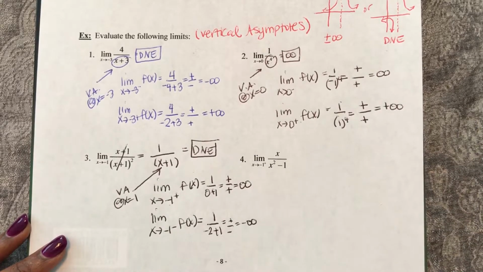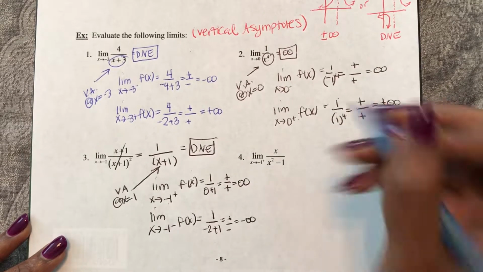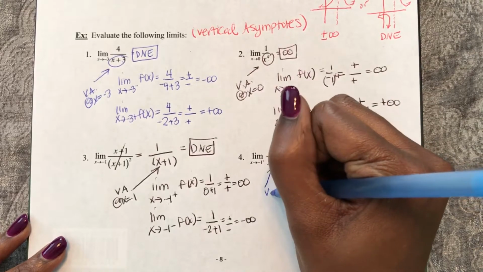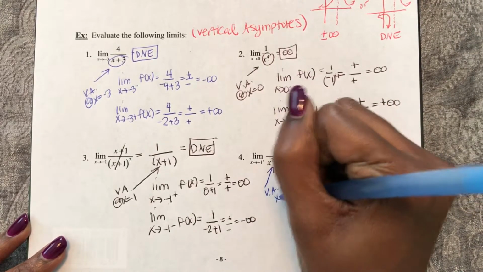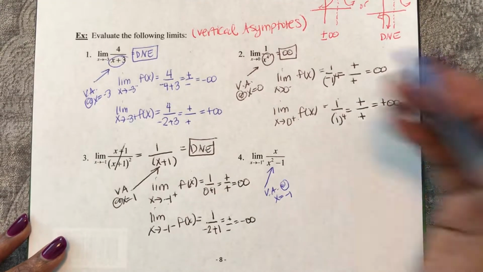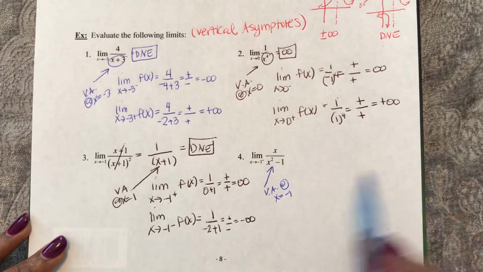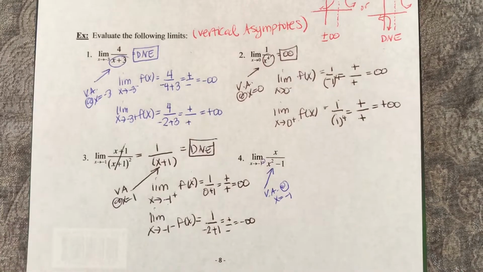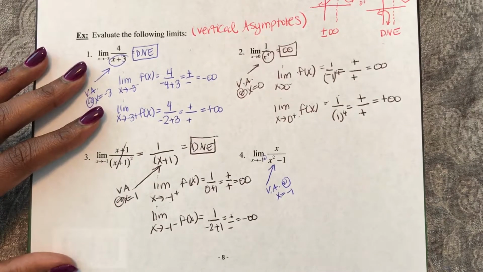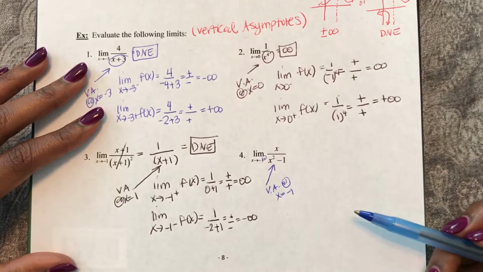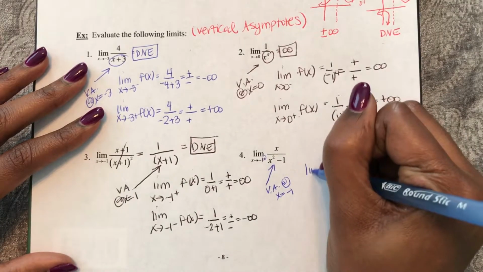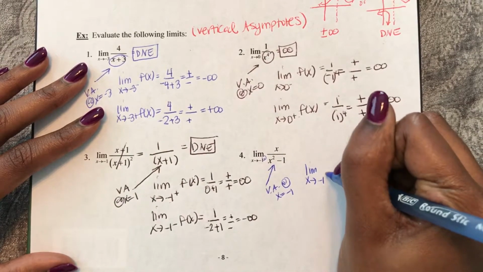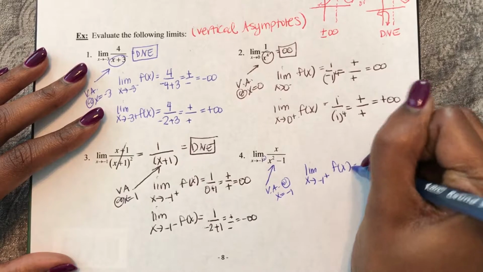So last but not least, let's try this one on the left. Vertical asymptote at x equals -1 or +1, but we're only approaching -1. But notice on this one, we're only approaching from the right. So this is nice because I only need to check the right side. So the limit as x approaches -1 from the right of f of x.